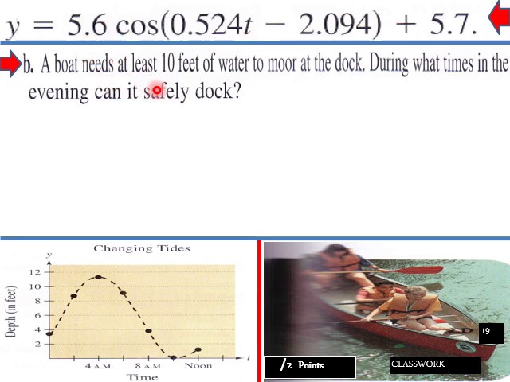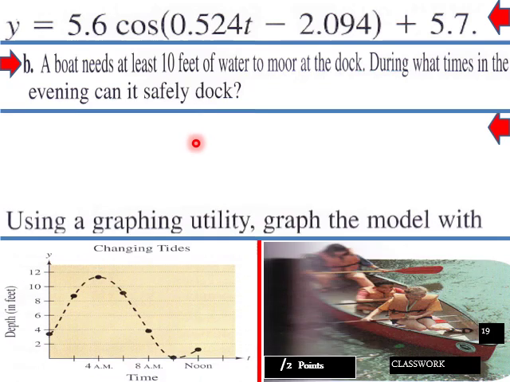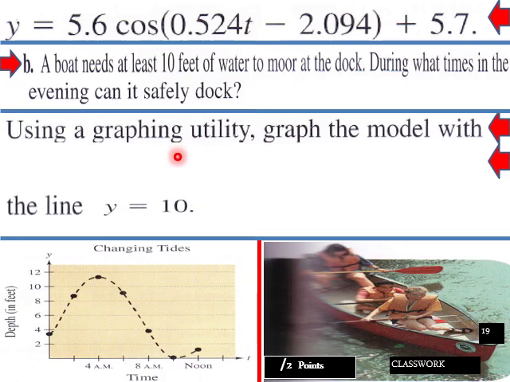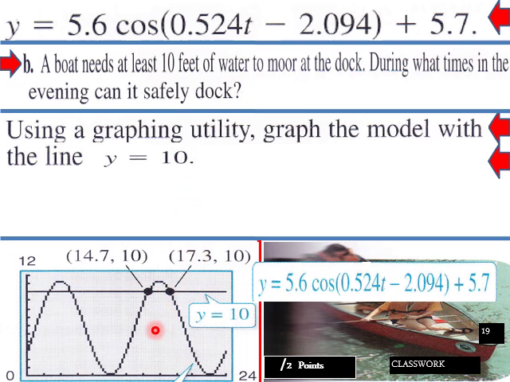Part B, a boat needs at least 10 feet of water to moor at its dock. During what times in the evening can it safely dock? So for that, using a graphing calculator to graph the model, we come up with this model here. So during what times in the evening? So it has to be in the evening. And so that wouldn't be in the evening, but this would, 14.7 and 17.3.